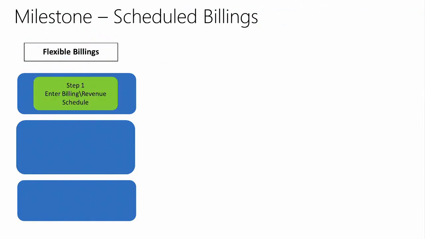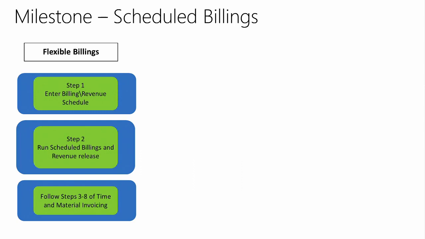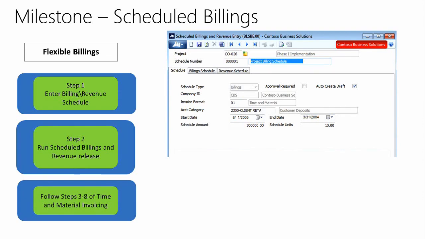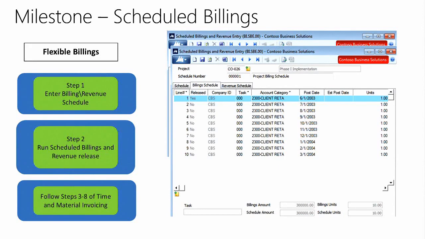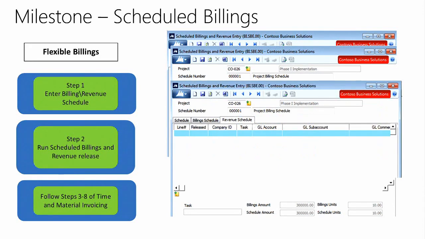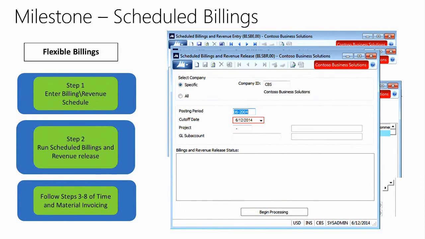So we use the scheduled billings and revenue entry screen to create the schedule. Then we use our scheduled billings and release, and then we follow the same workflow that we use for all the other screens. And this is just a screenshot of a sample of the schedule, as well as the billing schedule breakdown, and then the revenue schedule, and then the billings release.